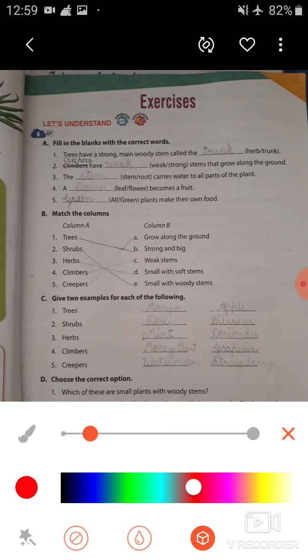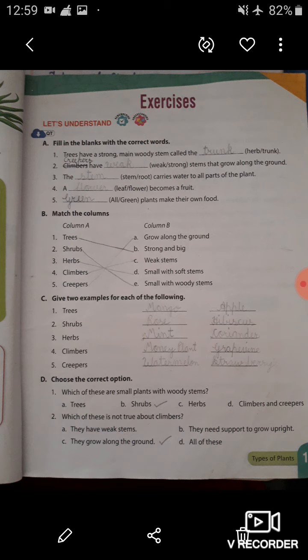The first one is mango. So you have to write mango in the first blank, and the second one is apple. You have to write apple in the next blank. Like here, second, shrubs. Examples of shrubs are rose, R-O-S-E, rose, and then hibiscus, H-I-B-I-S-C-U-S, hibiscus.